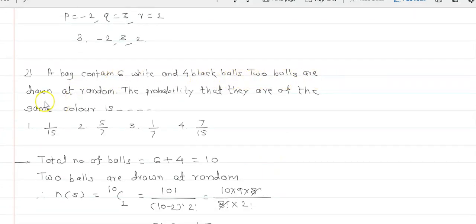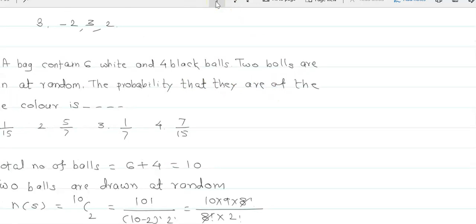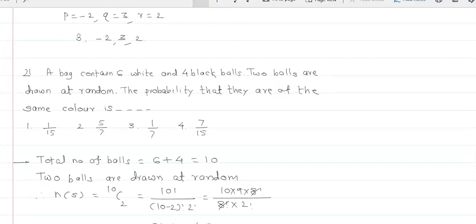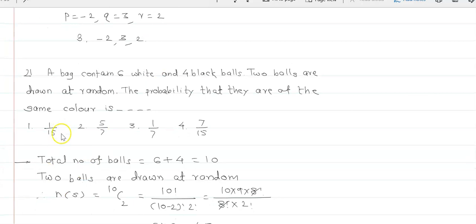Two balls are drawn at random. Then, the probability that they are of the same color is: 1 upon 15, 5 upon 7, 1 upon 7, 7 by 15.